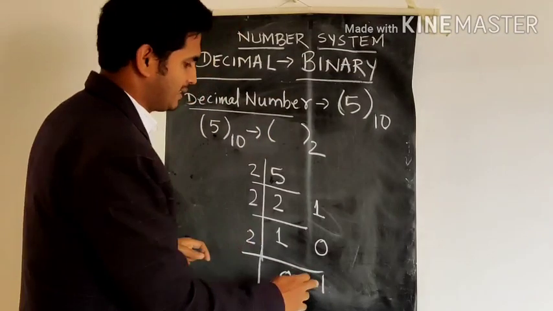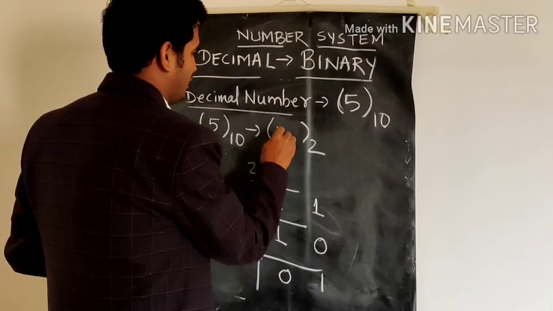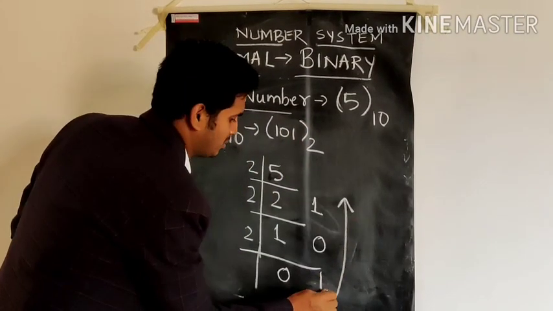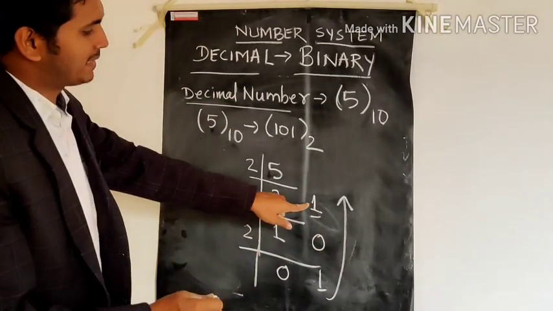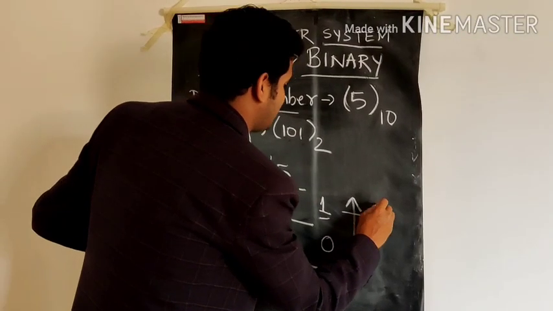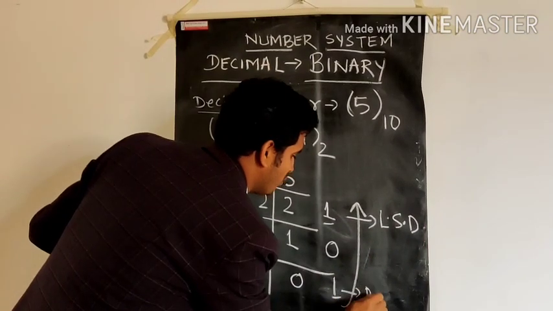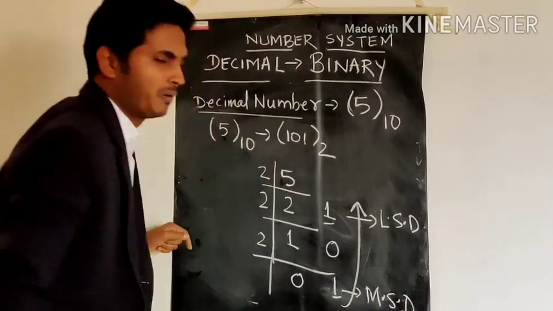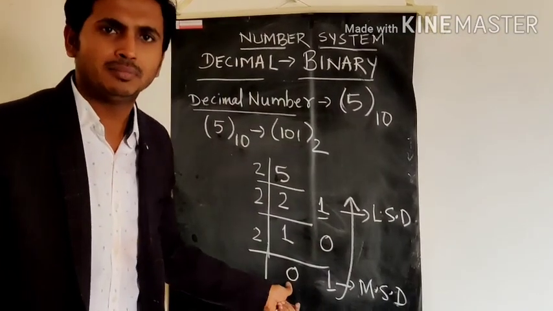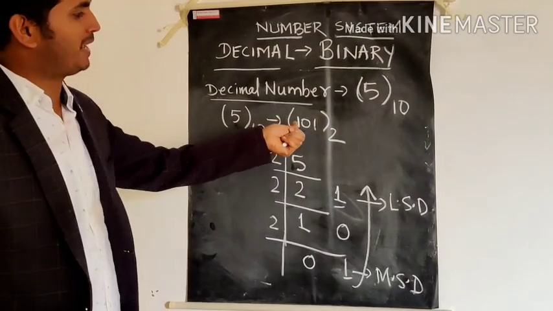Now you see, this is 1 0 1. How has it come? From bottom to top. The right side value here is the least significant digit and this is the most significant digit. So we will store from MSD to LSD. And when will we stop? When the quotient becomes 0. So you see, the decimal value 5 has the binary value 101.